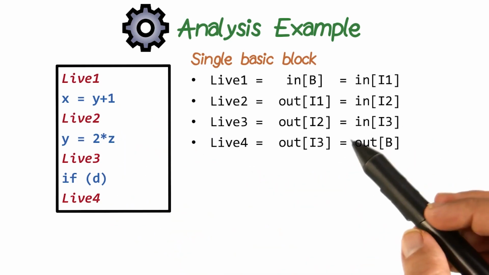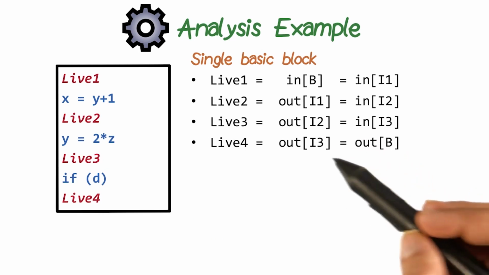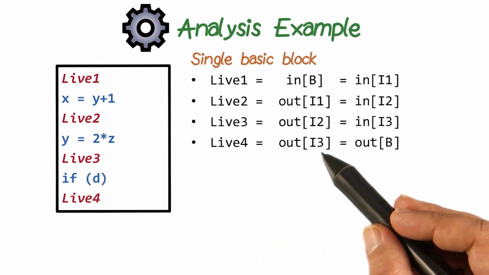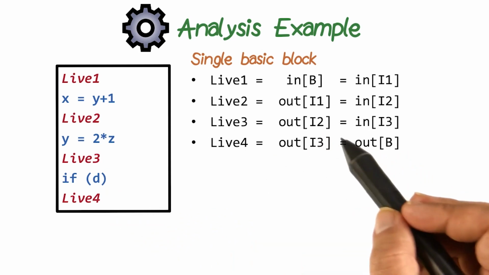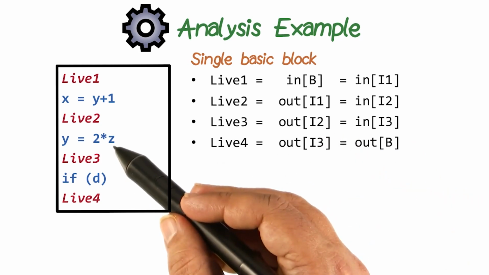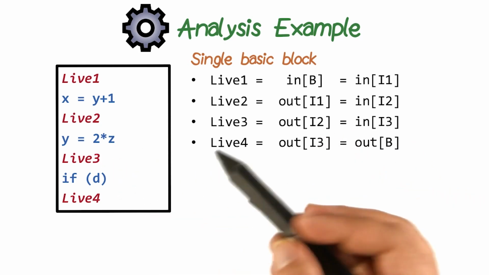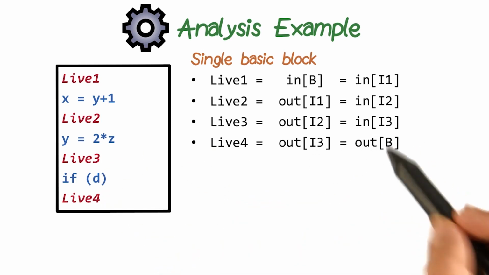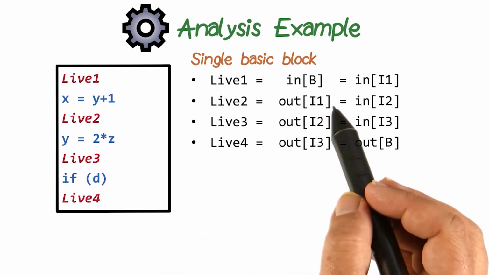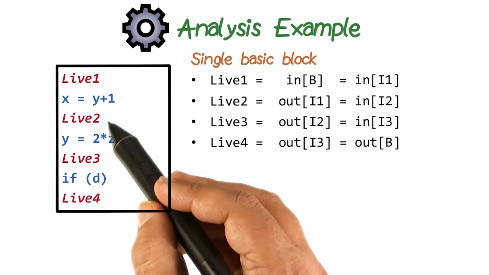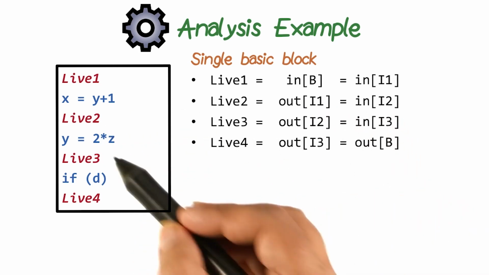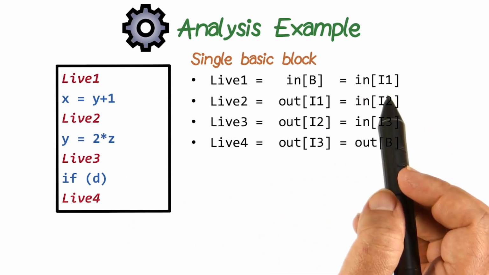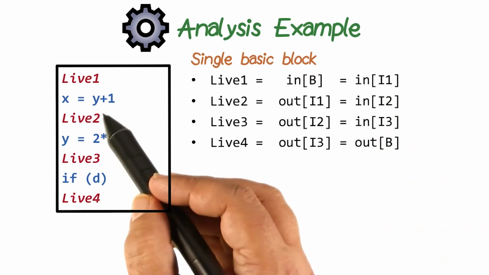These are the instructions I1, I2, and I3. The set of variables which are live here, live 4, is the same as out of I3, out set of instruction 3. Live 3 is the same as out of I2. This is the second instruction. So out set of second instruction is the same as live 3, and is also the same as in set of instruction 3 here. If you continue this, live 2 is equal to the out set of instruction 1, out of I1, which is also the same as in of I2, the in set of instruction 2, and then similarly live 1 is equal to in of I1, which is the in set of instruction 1.